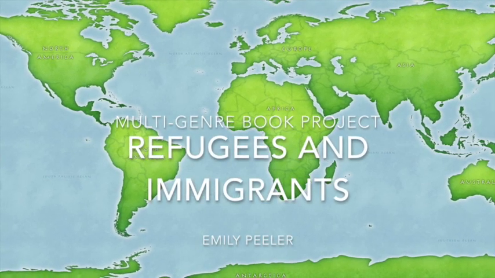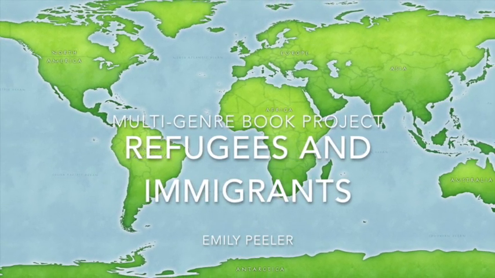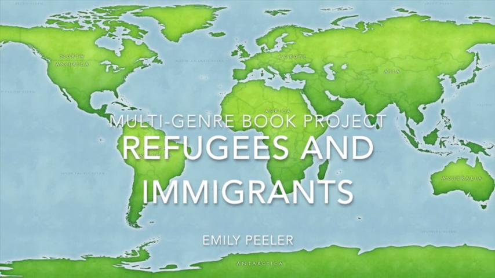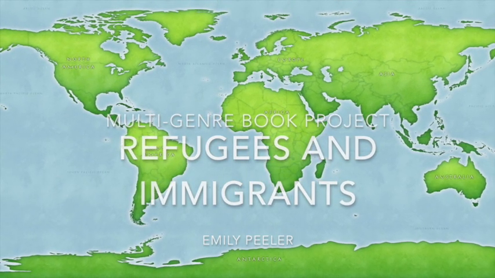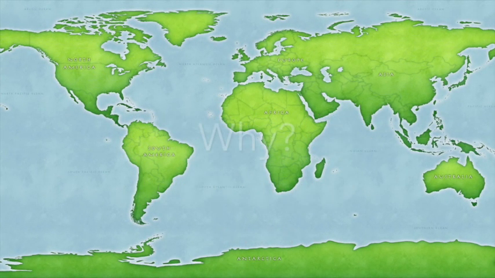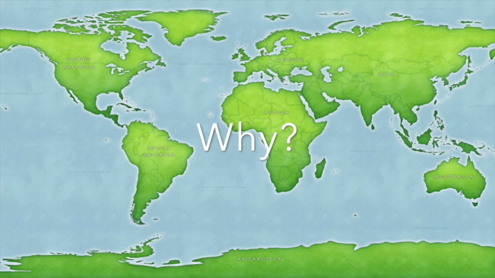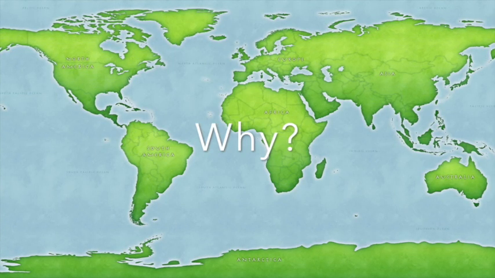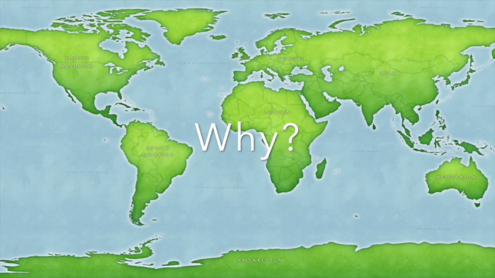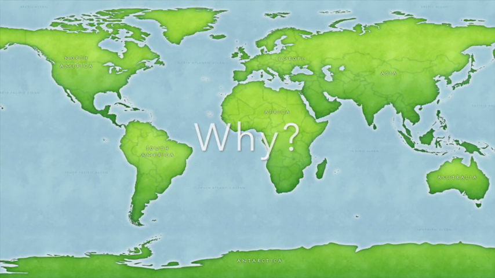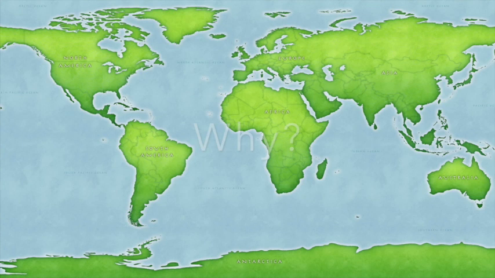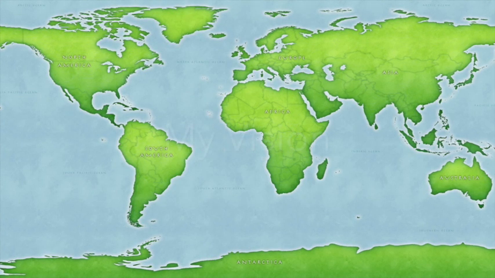Hi, my name is Emily Peeler, and my project is a multi-genre book project on the topic of refugees and immigrants. The reason I chose this topic is simply that it's near and dear to my heart, especially as an ESL teacher, and so I'm excited to get to share this topic with you all and potentially a group of students in the future.